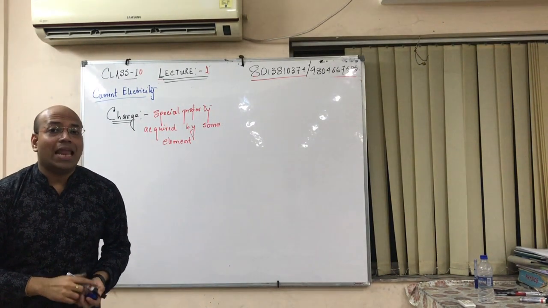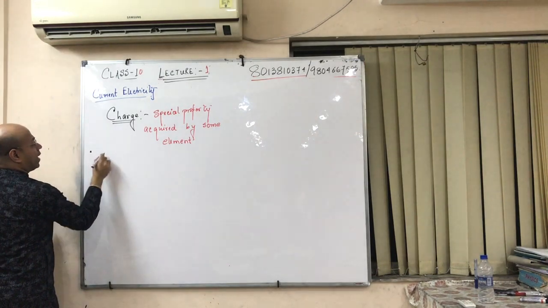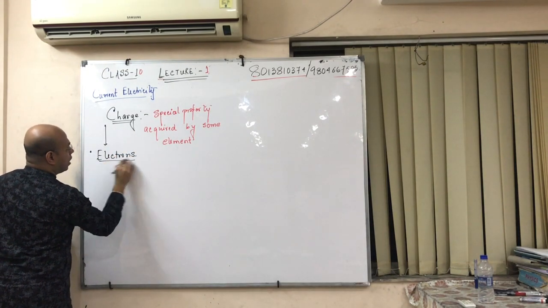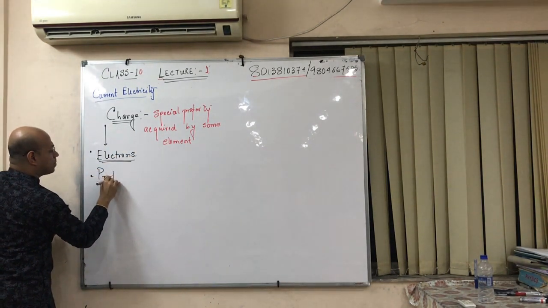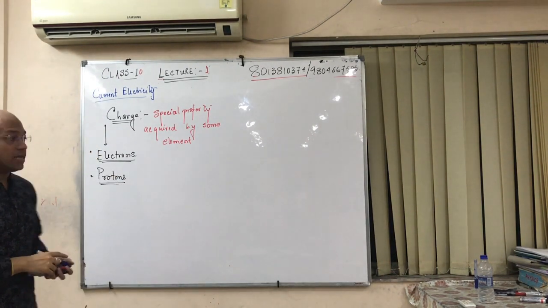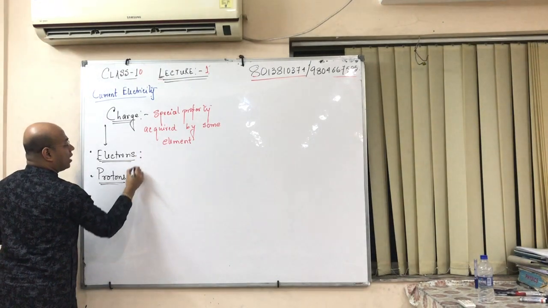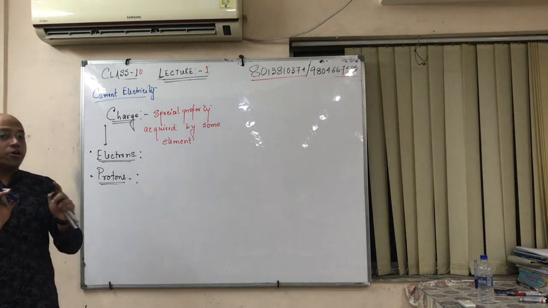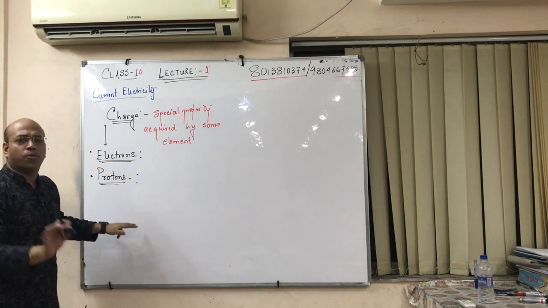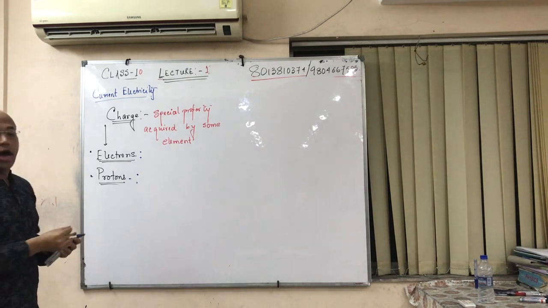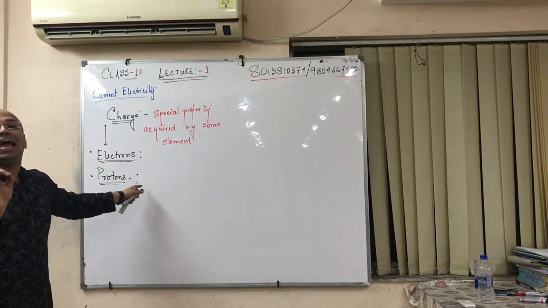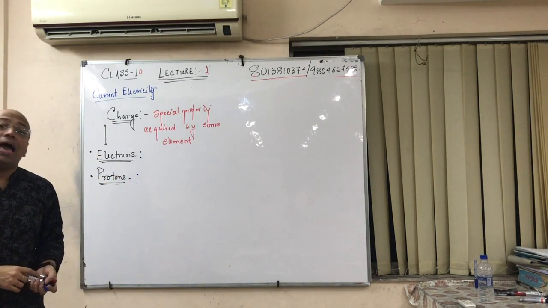What do we call those special elements? They are termed as electrons and protons. Sir, it has many other things. We are not going to deal with those right now. Electrons and protons are the basic things. Now, where do we find these? Generally, we find them in an atom.